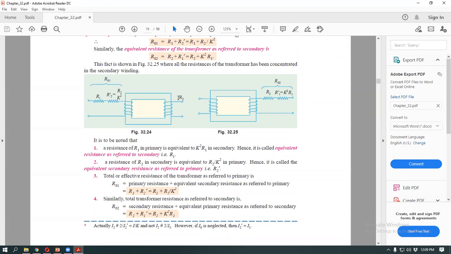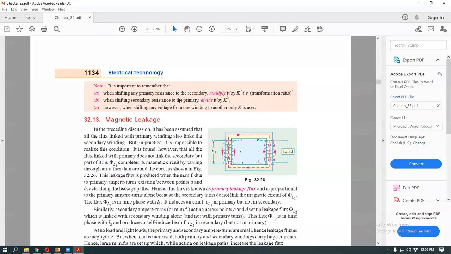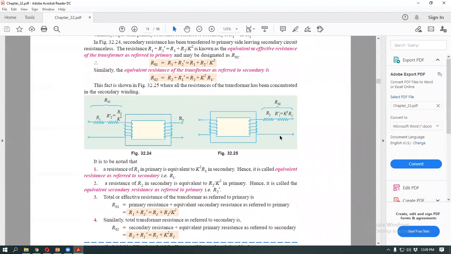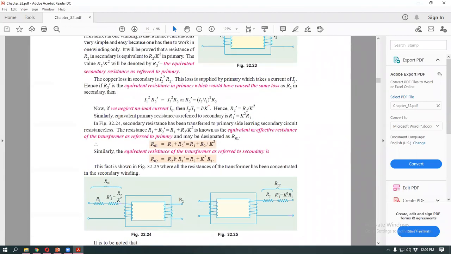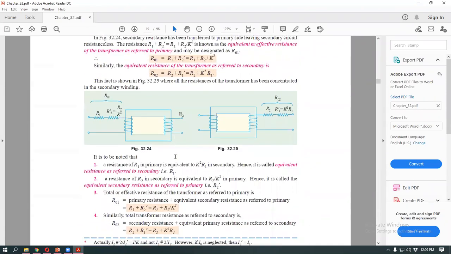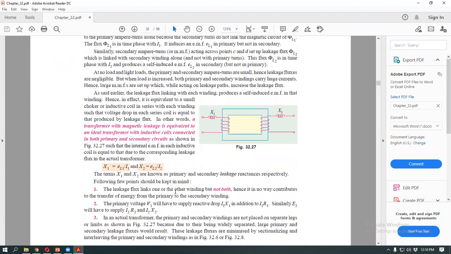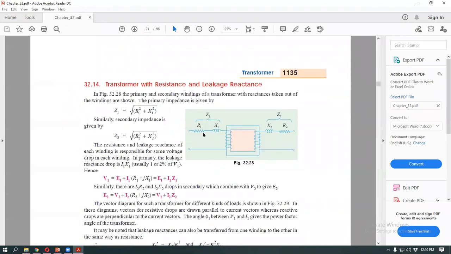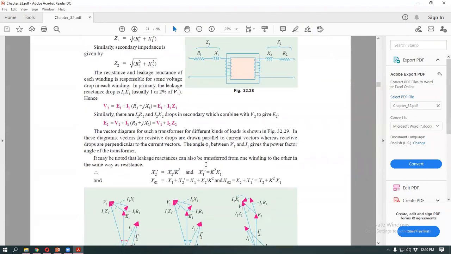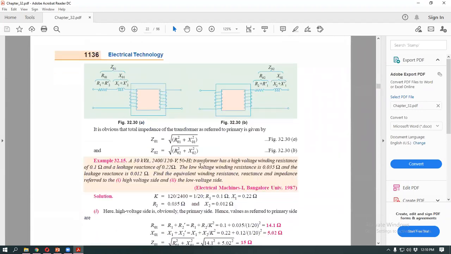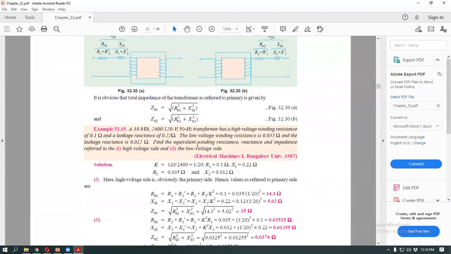Okay, sir. So these are clear. This is the equivalent resistance, and equivalent reactance also. The equivalent reactance is the second level, this is the magnetic part. So this is the equivalent reactance. This is the impedance. Okay. So these are equivalent resistance, equivalent reactance, and this is the equivalent impedance. Okay. So just this is the equivalent. So this is the question.